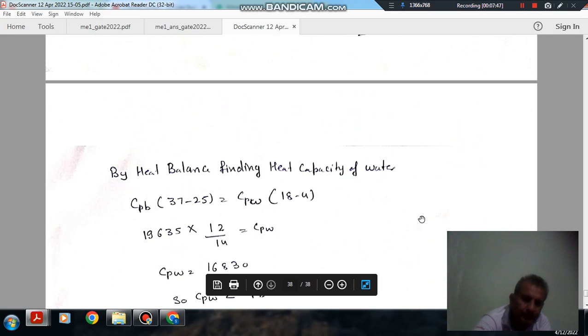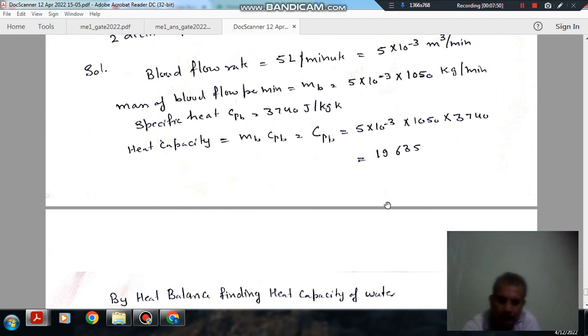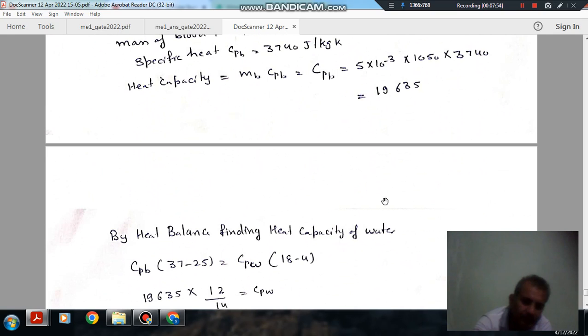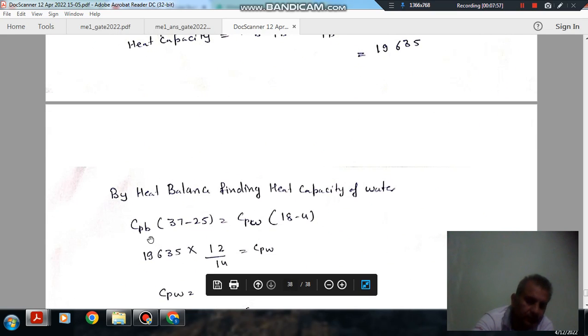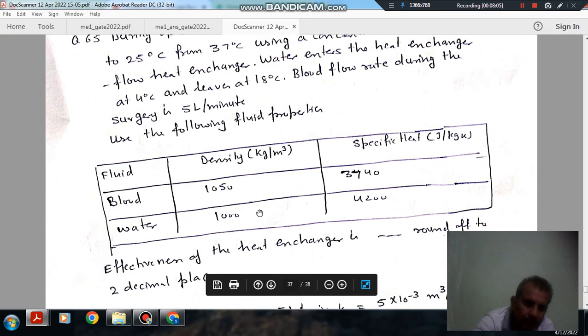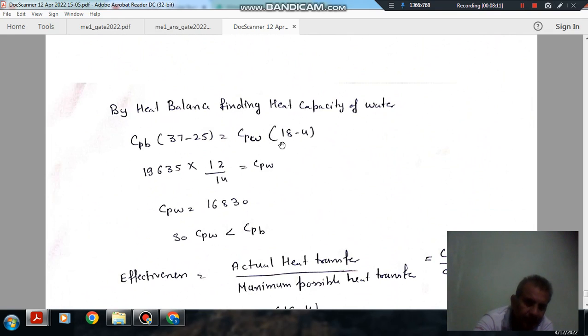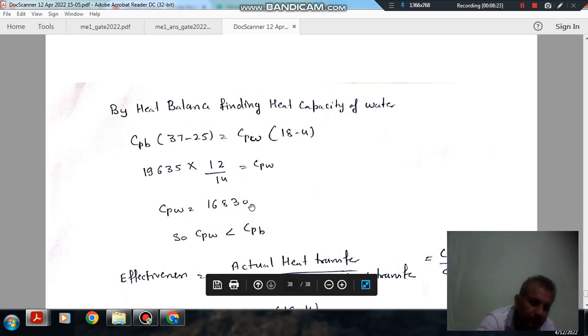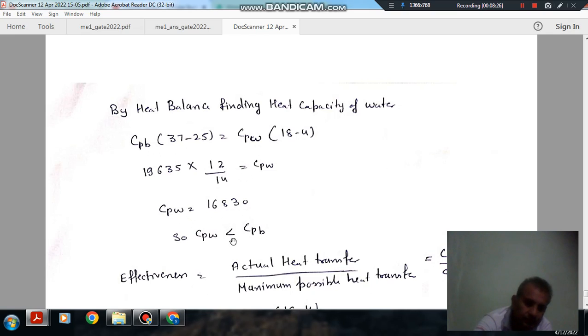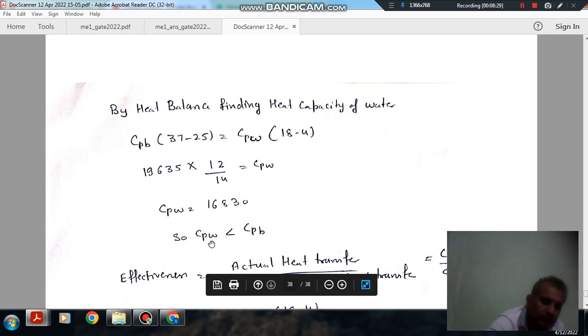And as heat is transferred, heat transfer takes place between blood and water. So this is the heat lost by the blood, and this is the heat gained by the water. So from this, these should be equal, and from this we can find out CPW, that is the heat capacity of water. So that is 16830. So this is less than CPB, so this is the minimum heat capacity.